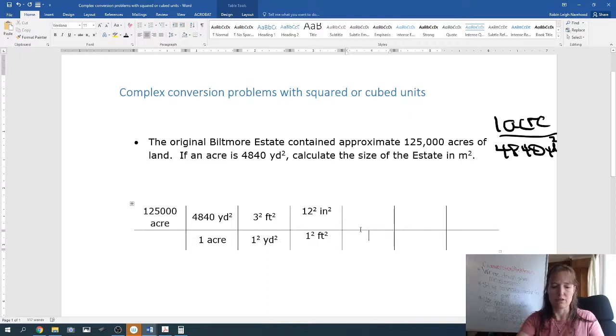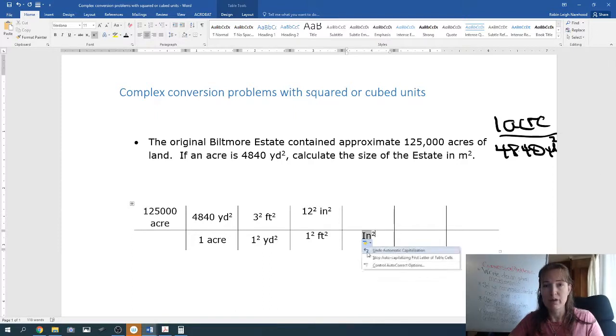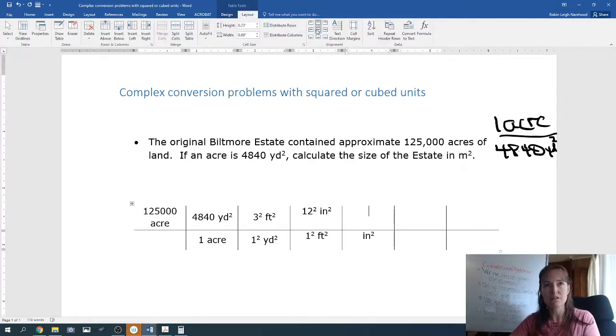I don't want inches squared, so I'm going to get rid of inches squared. Now I've got to think about what I know about inches. Whenever we get to inches, that's when we can convert over to the metric system, and so we can write down what we know about centimeters. There are 2.54 centimeters in 1 inch, but we want it to be squared, and so we need to square everything.